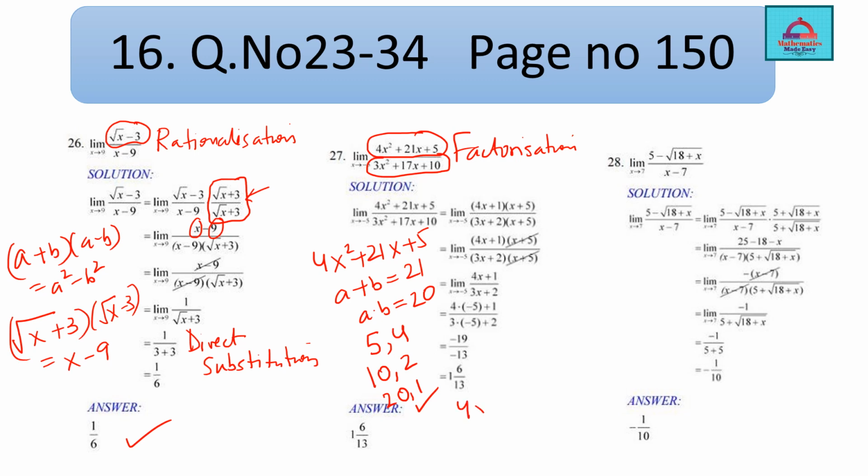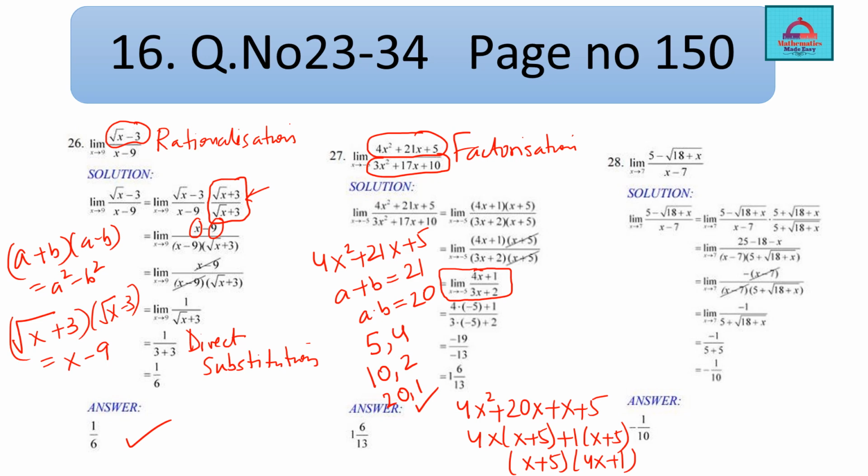So 20 and 1 are the breakup of this. You can write 4x square plus 20x plus x plus 5. Take 4x common, and you are left with x plus 5 plus 1 times x plus 5. So the factors are x plus 5 and 4x plus 1. In a similar way, you can do the factorization of the denominator. x plus 5 and x plus 5 will cancel, and you are left with the limit as x approaches minus 5 of numerator by denominator. Now you do direct substitution and get your answer as this.